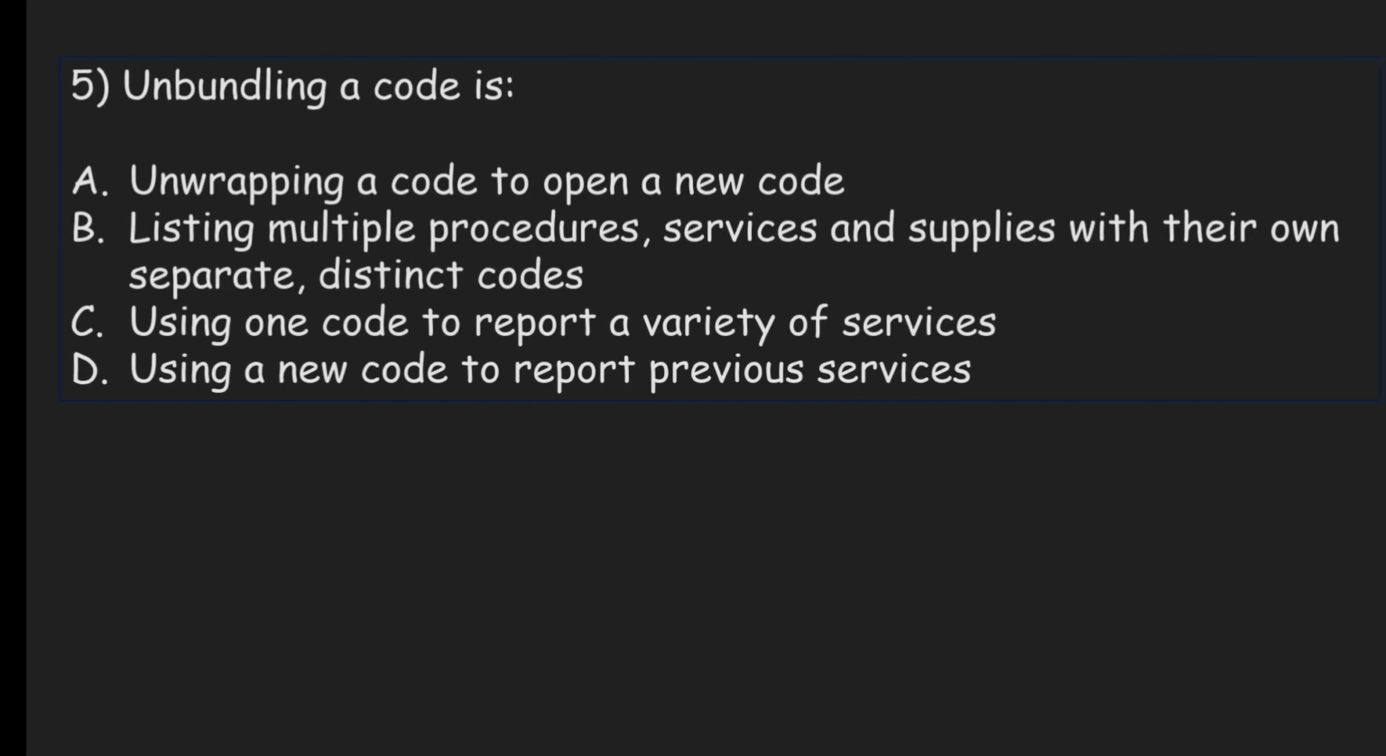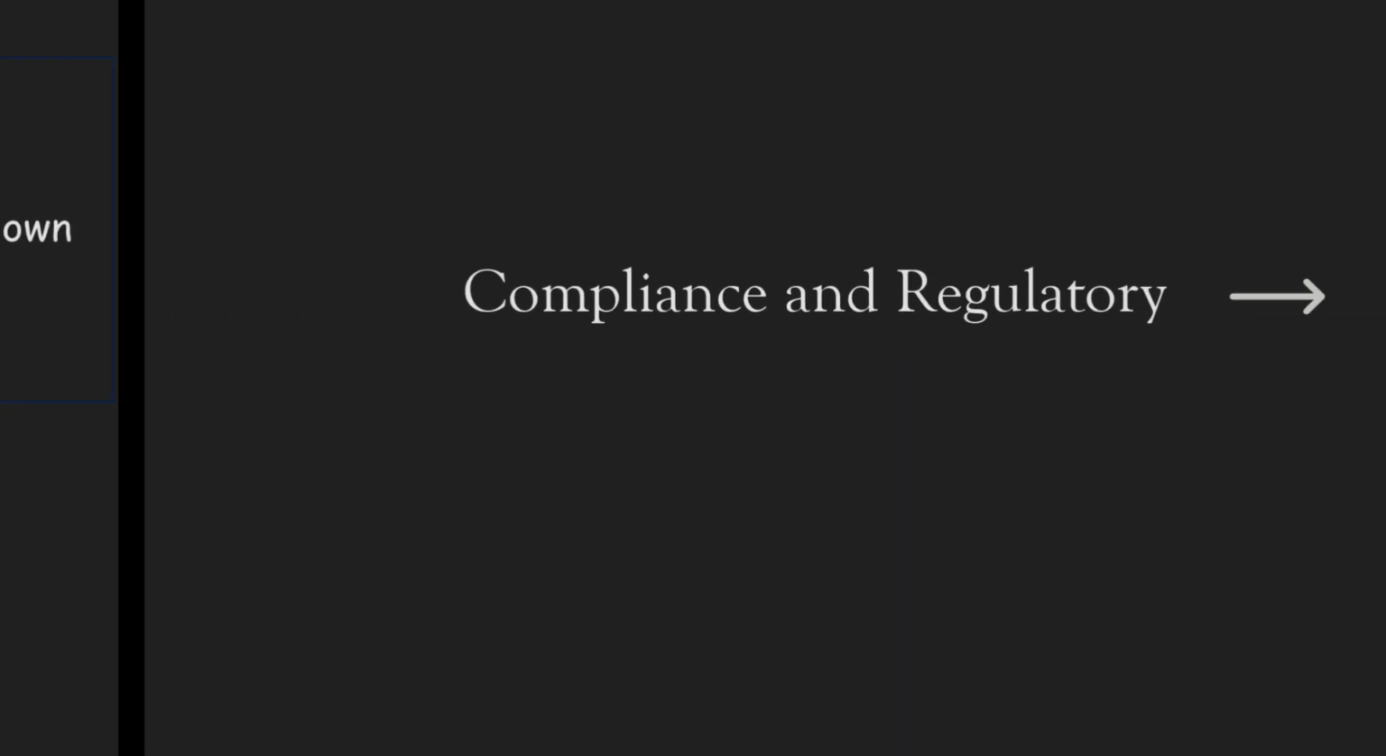Next question. Unbundling a code is option A, unwrapping a code to open a new code. Option B, listing multiple procedures, services and supplies with their own separate distinct codes. Option C, using one code to report a variety of services. Option D, using a new code to report previous services. And the right answer is option B, listing multiple procedures, services and supplies with their own separate distinct codes.